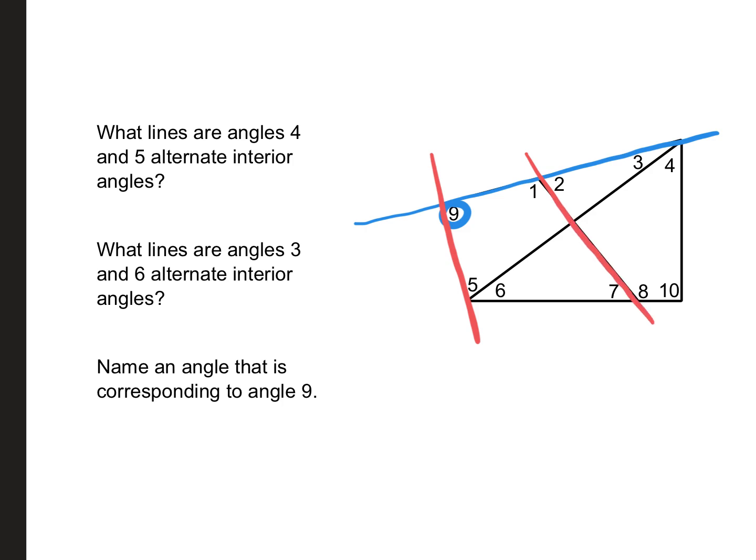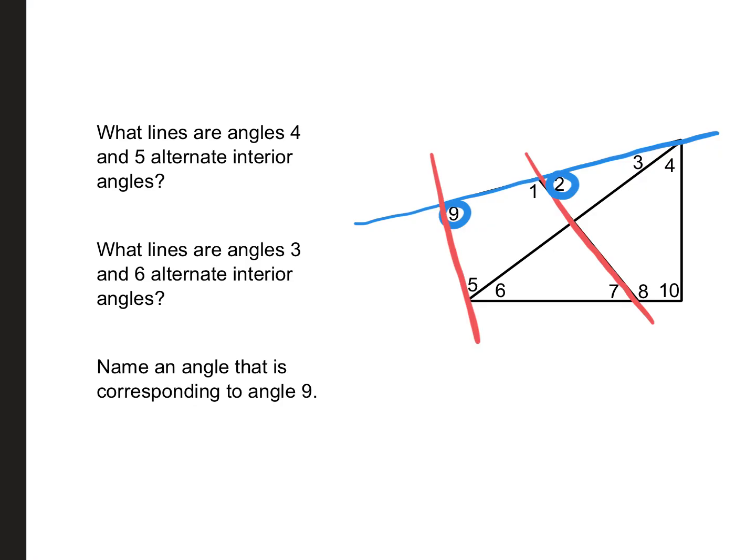Now between angles 1 and 2, there's only one of them that I would actually consider corresponding to angle 9. It can't be 1 because 1, again, would be in the interior. But angle 9's in the interior, and corresponding angles, you have to have one of each. So this is why it would have to be angle 2. Angle 2 is an angle that's corresponding to angle 9.